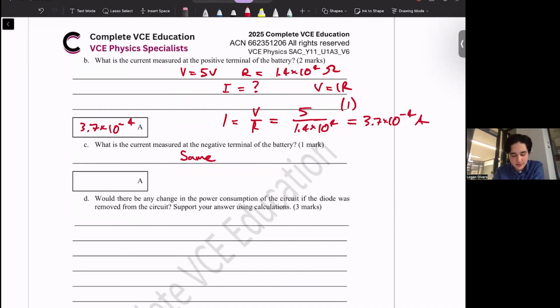And another point as well is that if you take both terminals, even if you had a parallel circuit, all your branches will be joining together before that terminal. So it's still going to be the same anyways. So it's the same again. 3.7 to the negative 4.